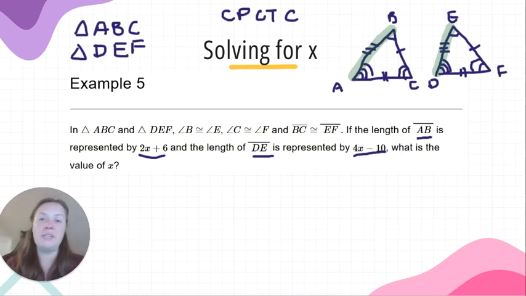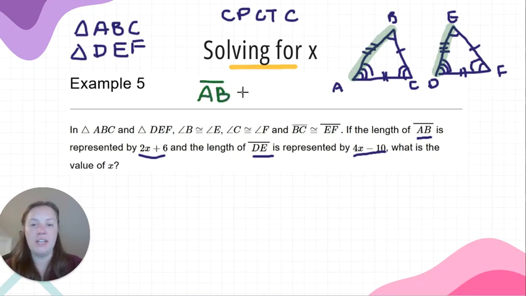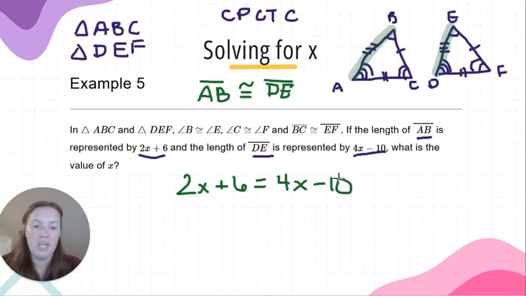So we know by CPCTC that AB is congruent to DE. Congruence meaning exact same shape, exact same size. So that means the measure of these two are going to be equal. So to set up our equation, we can take our two expressions, 2x plus 6, and set it equal to 4x minus 10.